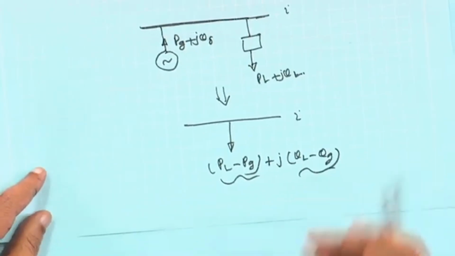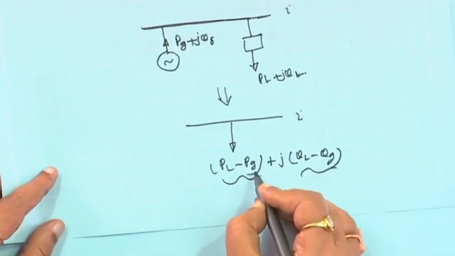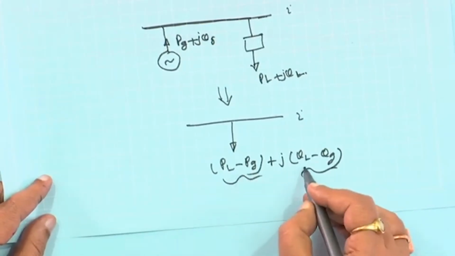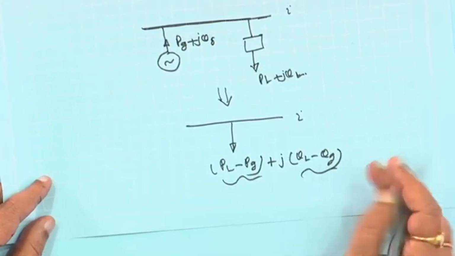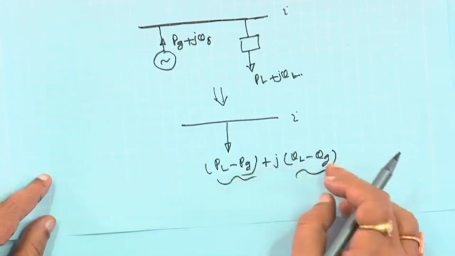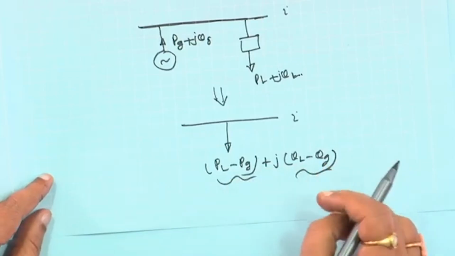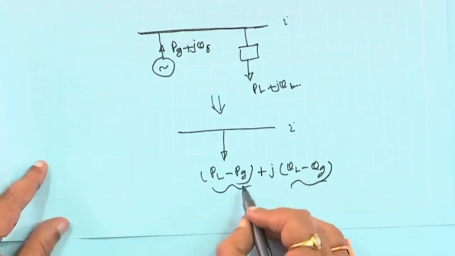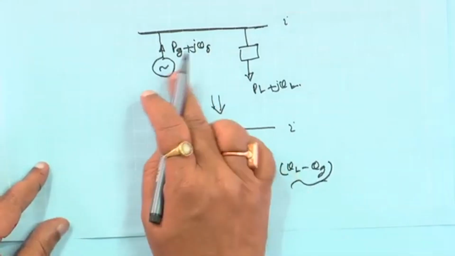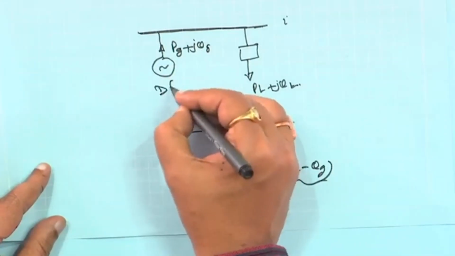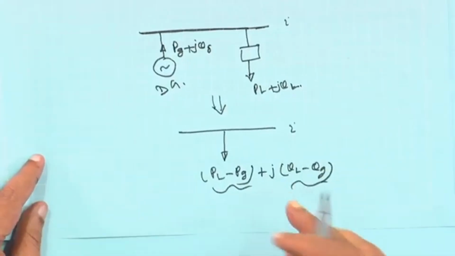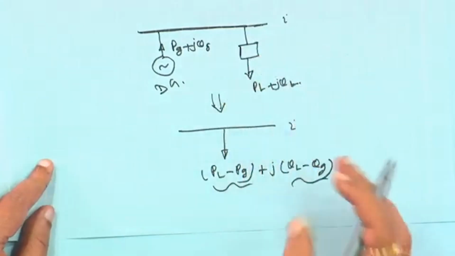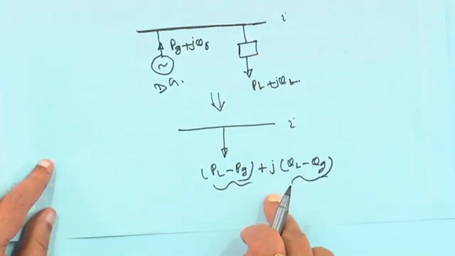So this is the resultant. PL minus PG may be negative, it does not matter. QL minus QG also may become negative, positive or negative, it does not matter, right. This is the case where some generation, some power is injected, for example a distributed generation DG. This is the concept of power injection in load flow studies, or any small system you take, you have to take it like this.